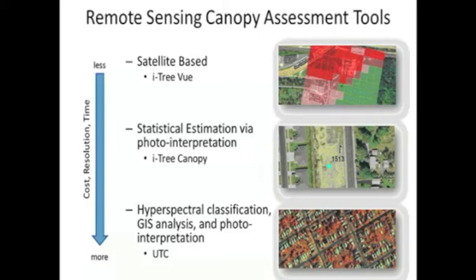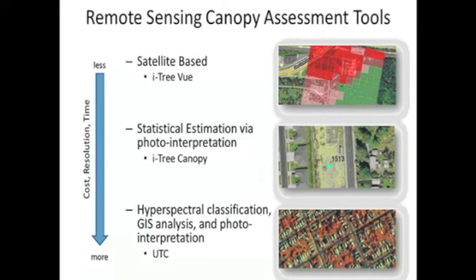We've got two remote sensing tools. Canopy is basically a statistical estimation via photo interpretation, and we're actually using Google Maps there, which Dave will show in a little bit. View is using Landsat data as the base data, which has been worked into a product called the NLCD, and I'll talk about that here in a minute.